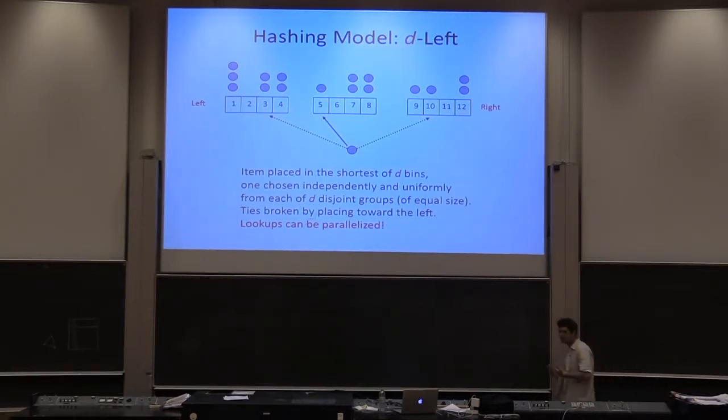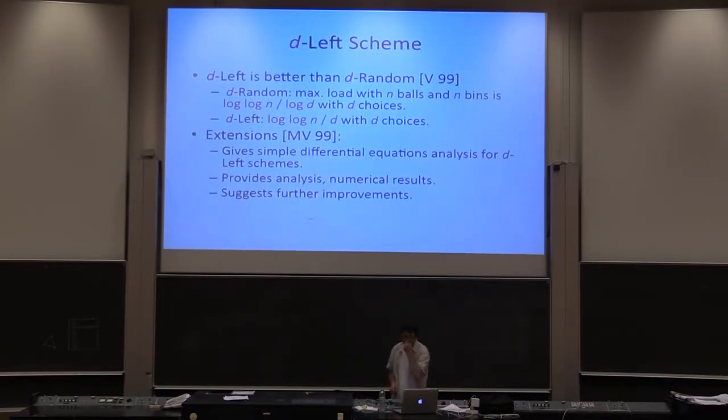Okay, so you need to combine these two ideas. You need a split hash table, and you need this tie-breaking mechanism. So what he was able to show is that this actually does better, right?